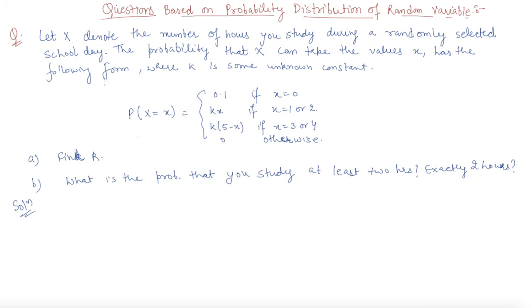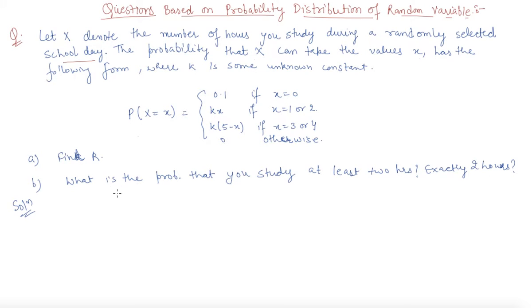which states that let x denote the number of hours you study during a randomly selected school day. Okay, and the probability that x can take the values has the following form, where k is some unknown constant. Okay, and we need to find the value of k, and the b part is we need to find what is the probability that you study at least 2 hours and exactly 2 hours.